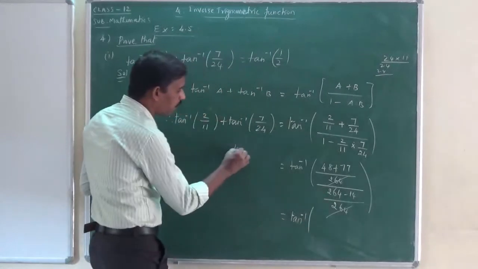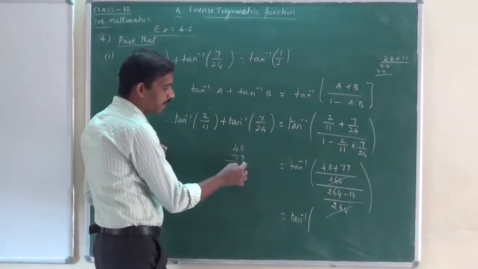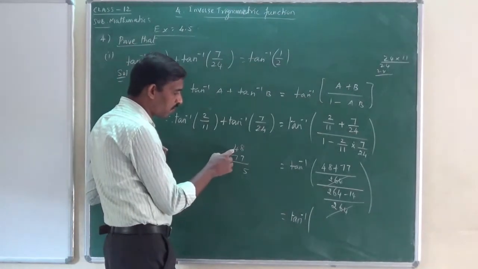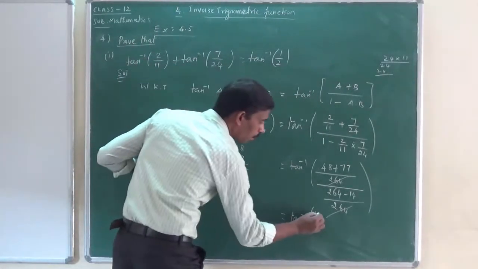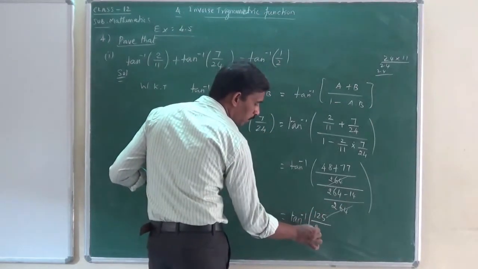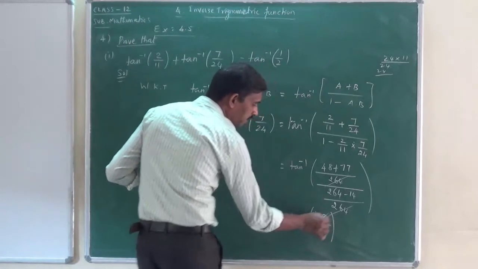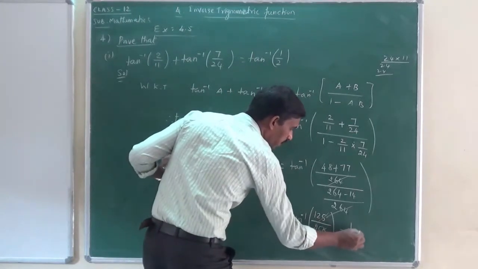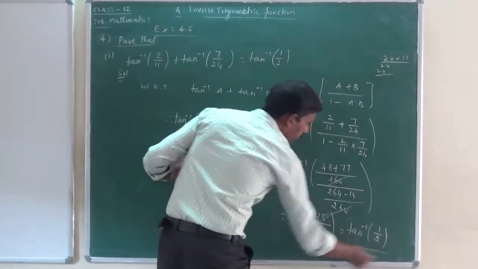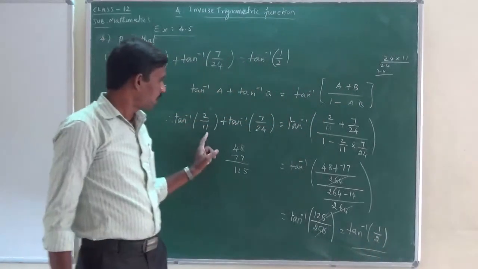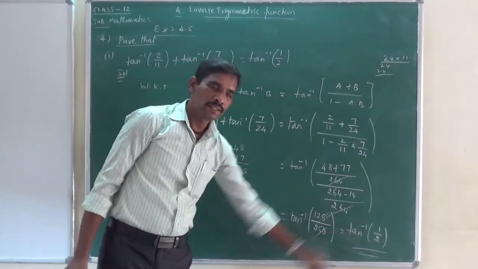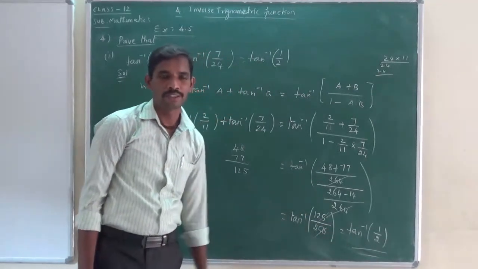Numerator, 48 plus 77: 8 plus 7 is 15, so 5 balance 1. So 4 plus 1 is 5, 5 plus 7 is 12, so 125. 125 divided by 264 minus 14 is nothing but 250. So cancelling 125 table, we get tan inverse of 1 divided by 2. So tan inverse of 2 by 11 plus tan inverse of 7 by 24 is equal to tan inverse of 1 by 2. Hence proved.